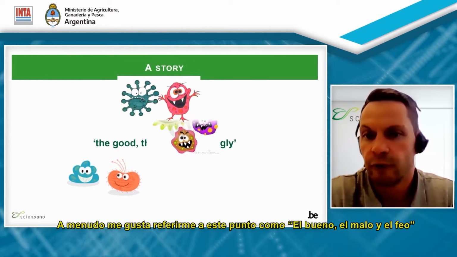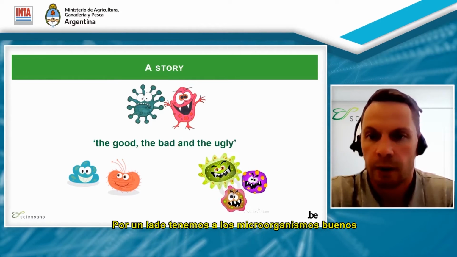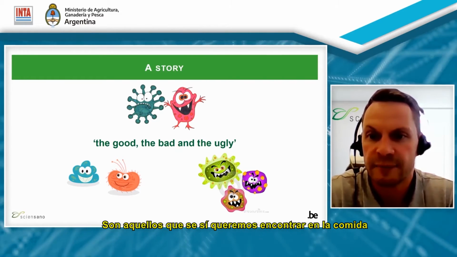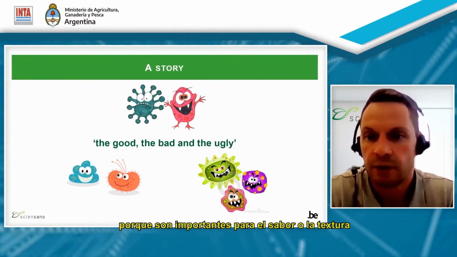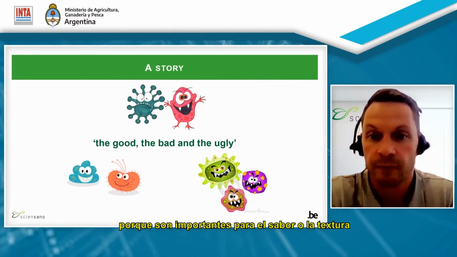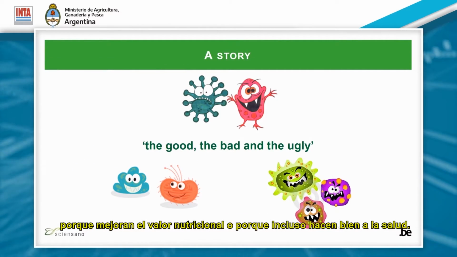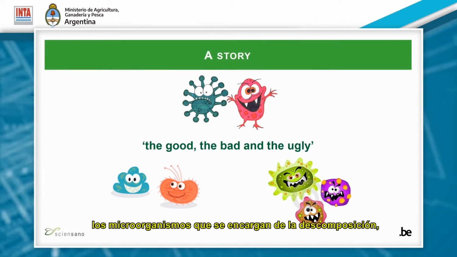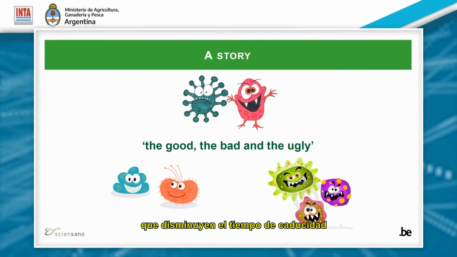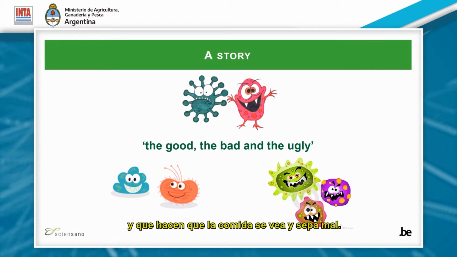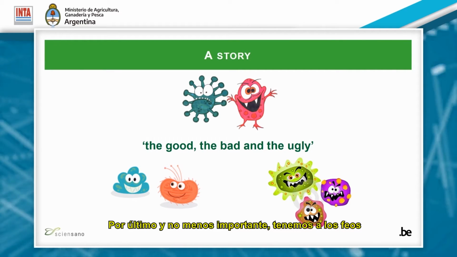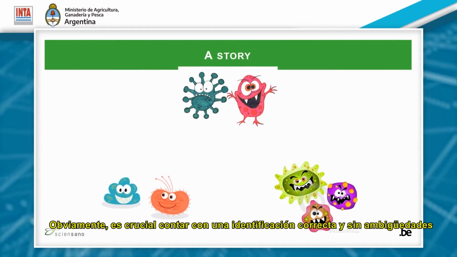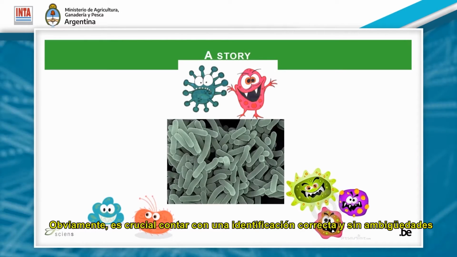I often like to refer to it as the good, the bad, and the ugly. On the one hand, you have the good ones. I think this speaks for itself. Those microorganisms we actually want to see in our food because they are important for flavor, texture, or because they enhance the nutritional quality. They can even have beneficial effects on our health. Then you have the bad ones, the spoilage microorganisms that reduce shelf life and make our food look and taste bad. Last but not least, we have the ugly ones, those that can constitute a health risk. It's obvious that a correct and unambiguous identification is crucial.